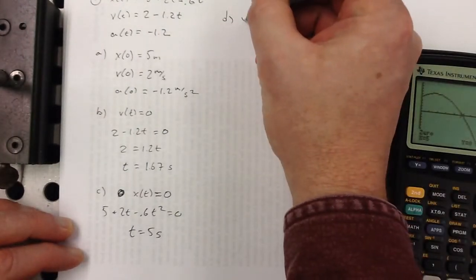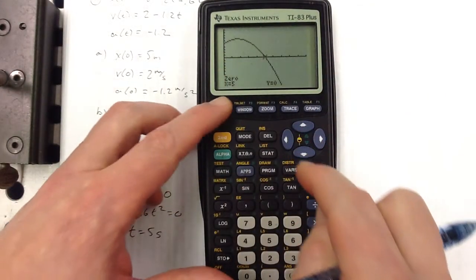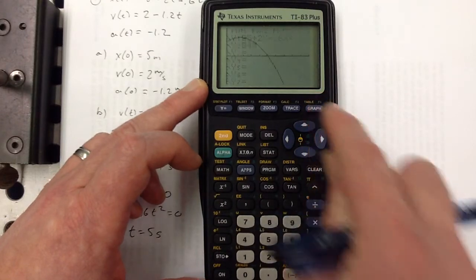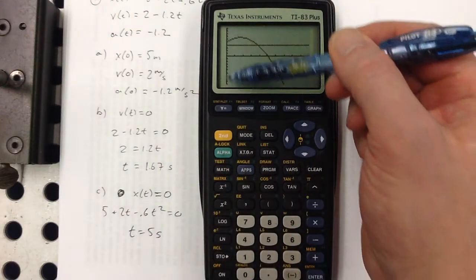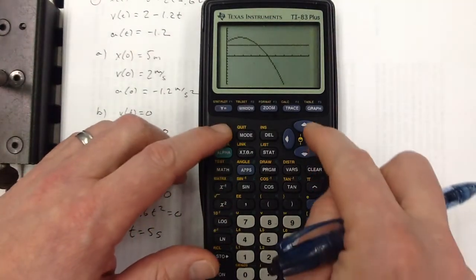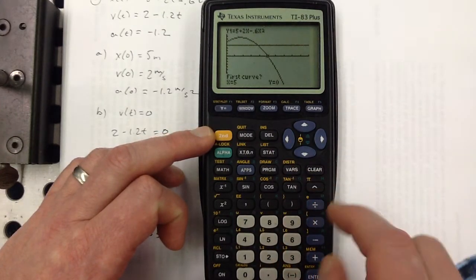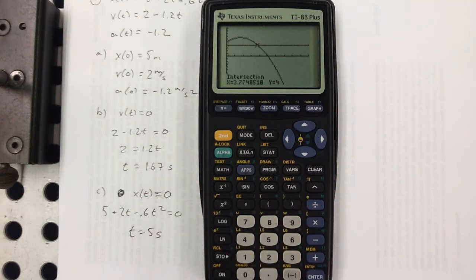Part D, at what time is the object located 4 meters from the origin? Well, since I have this graph right here, we're looking for where it is 4 meters from the origin. That would be at position 4. I think the easiest way to do that would be to graph position 4, and there it is, right? This is time on this axis, this is position, so there's our position 4. Second, calculate the intersection of those. I only have 2 curves here, so first curve, second curve. Looks like that happens at time 3.77 seconds.